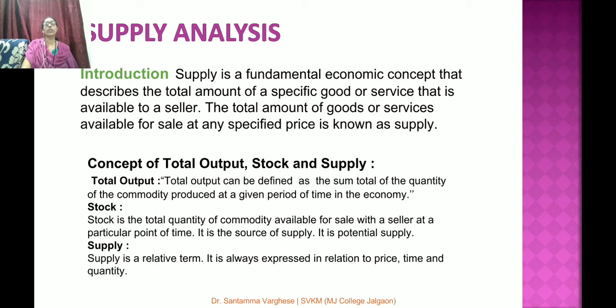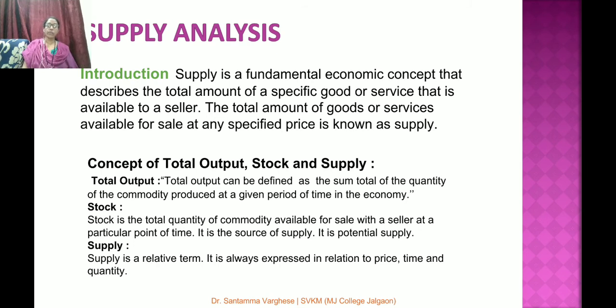Now what is an economy? Economy is a system in which production, distribution, consumption and exchange are done in a systematic way. So production should be there, distribution should be there, consumption should be there. Then only a country will turn into an economy. So in the economy, whatever things are produced are termed as output. Without output, can you supply? No. So the first concept you have to study is total output.